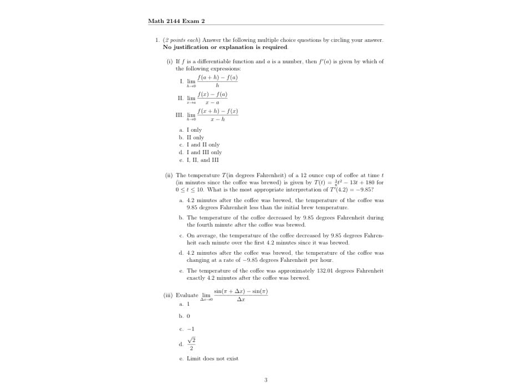For the first multiple choice, it says, if f is differentiable and a is a number, then f prime of a is given by which of the following expressions? And so if I look here, I can see this is a limit definition with h going to 0. I have f of a plus h minus f of a over h, so this is 1. So I know it's not that one.